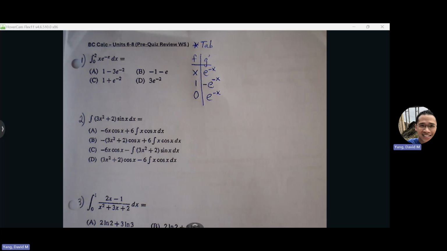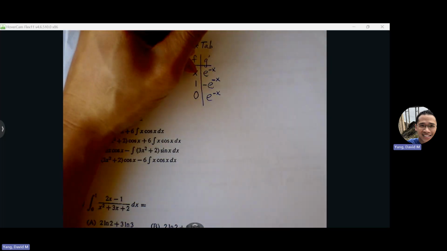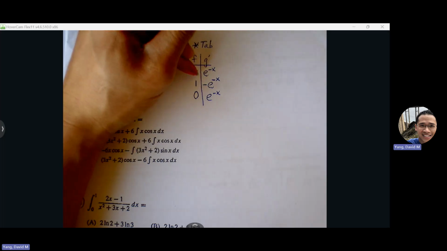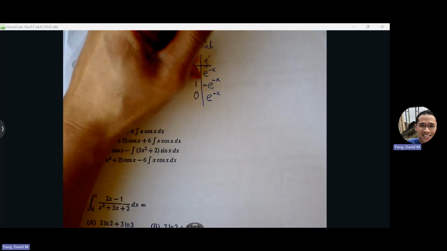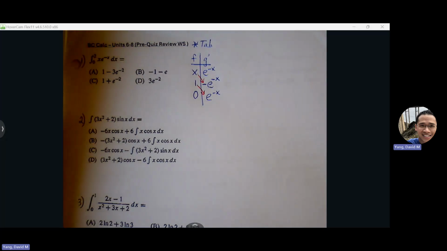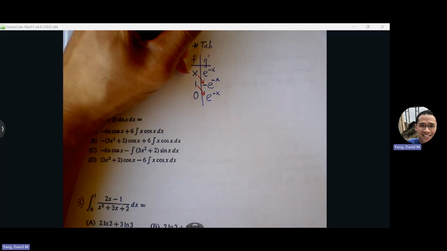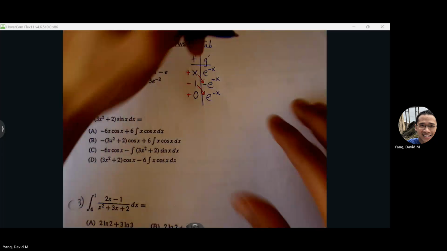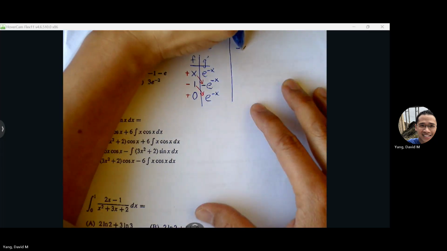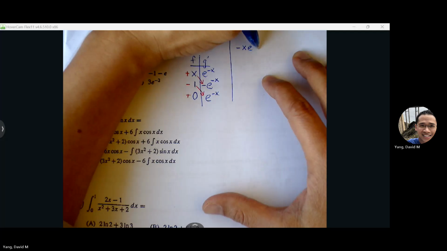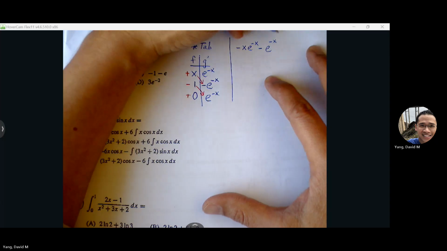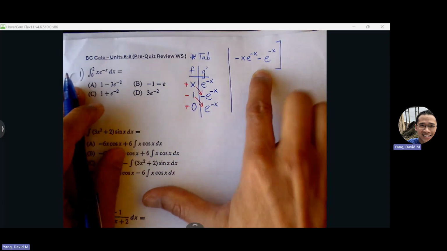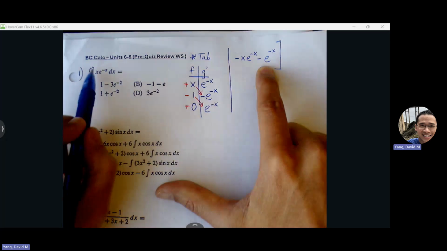Okay, so remember with tab method, the way that the 2 columns are going to line up is a diagonal. So start at the upper left corner, and then you're going to multiply by the diagonal below. And then you're going to alternate signs, starting with a positive, times positive, then negative times positive. Okay, so now that we have our antiderivative, we can plug in our upper and lower bound.